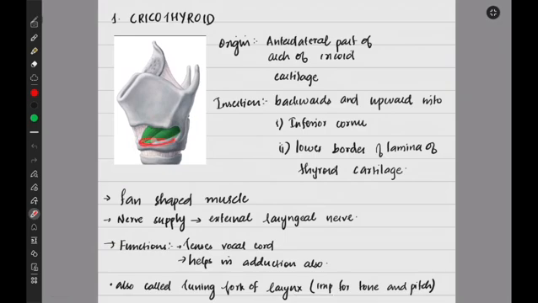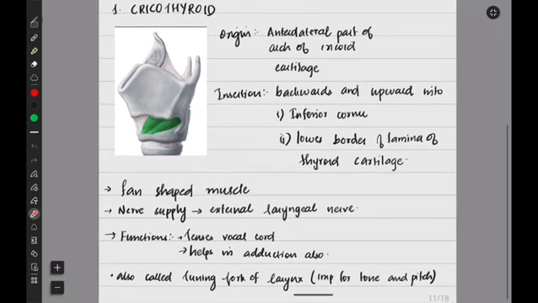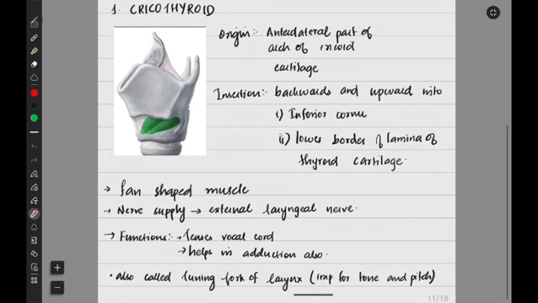Cricoid cartilage in the anterolateral part is the origin. And insertion, it moves backwards and upwards to be inserted into the inferior cornu as well as the lower border of the lamina of the thyroid cartilage. It is a fan-shaped muscle. Nerve supply is by the external laryngeal nerve.